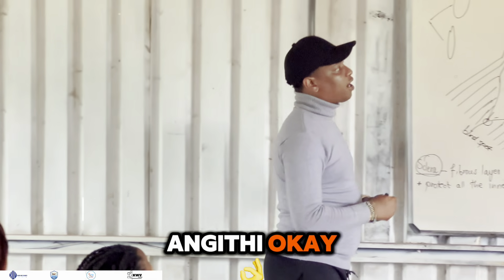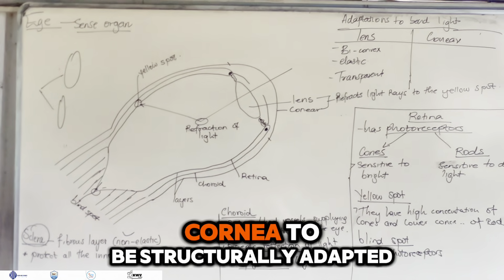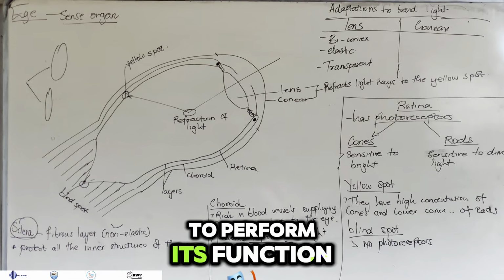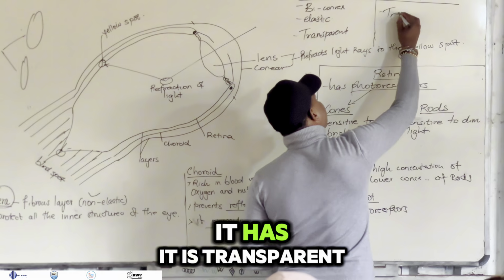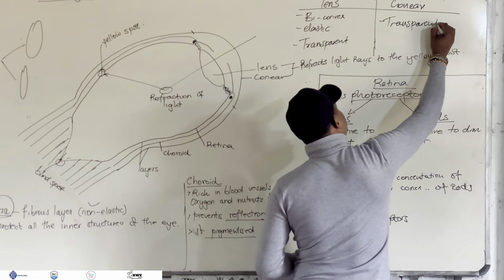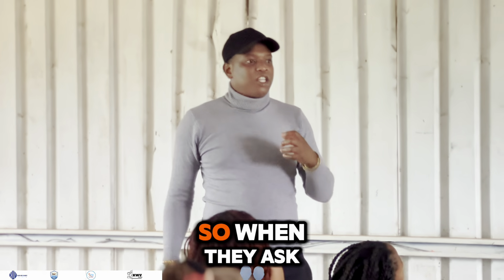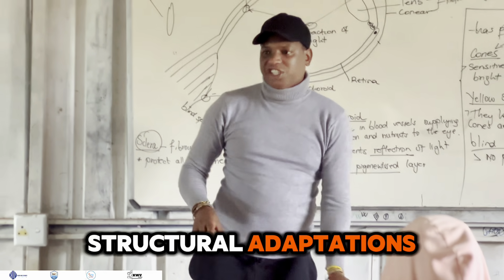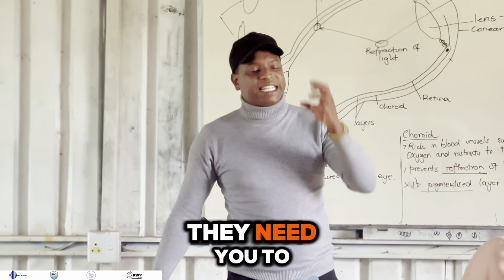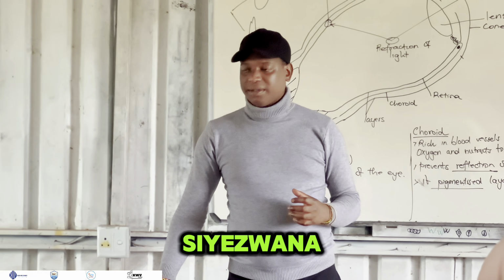Then they ask you the same thing on the cornea and say, explain what makes the cornea structurally adapted to perform its function. What is it that the cornea has which allows it to bend light? The only thing that it has is that it is transparent. The cornea is transparent. So when they ask you about adaptations, whenever the question says structural adaptation, you must understand that they need you to talk about the structure.